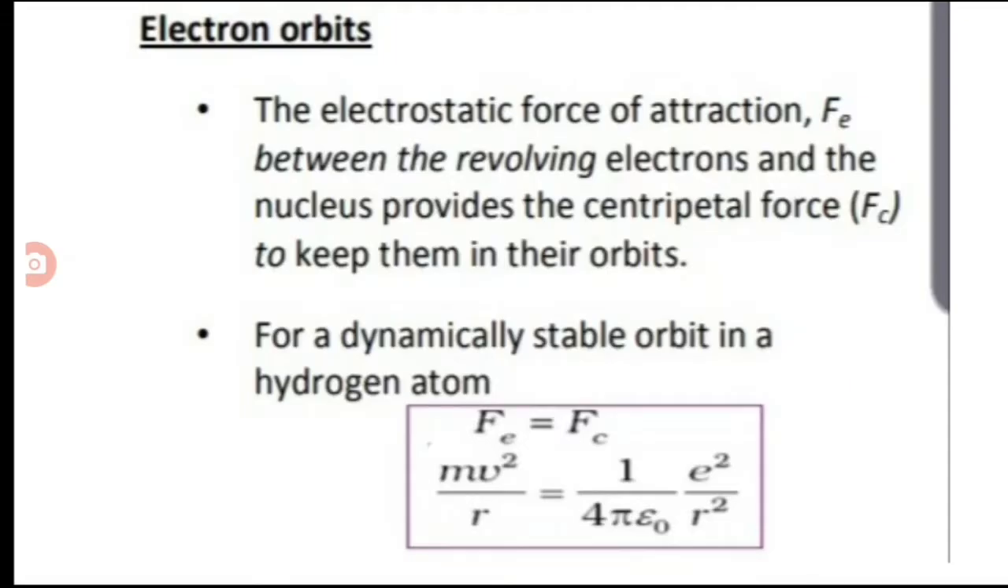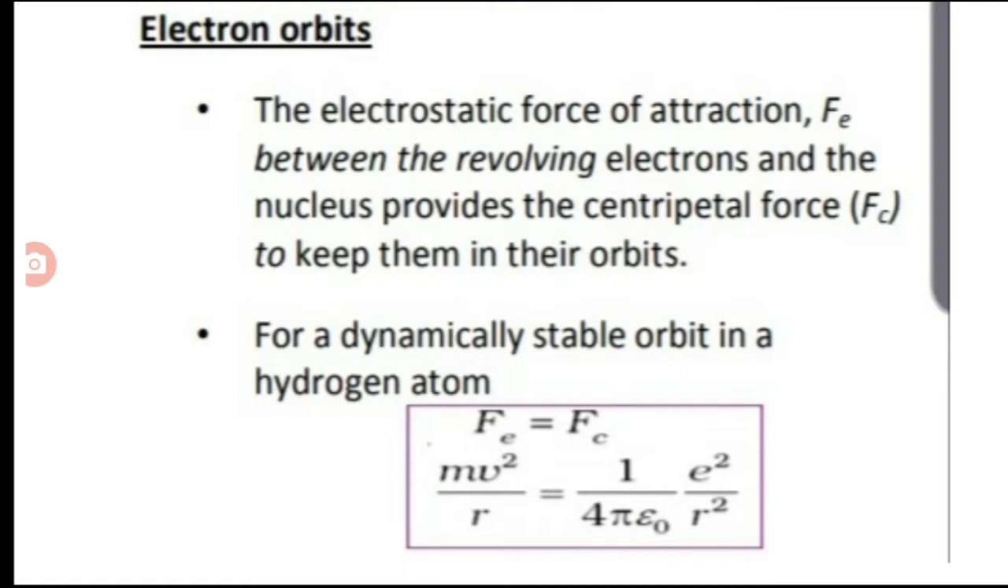Now let's discuss the velocity of the electrons in a particular orbit. When the electron revolves around the nucleus in circular orbits, the required centripetal force is provided by the electrostatic force of attraction between the electrons and the nucleus. So in the case of the simplest atom, that means the hydrogen atom, inside the nucleus there is only one proton, and outside the nucleus we have one electron.